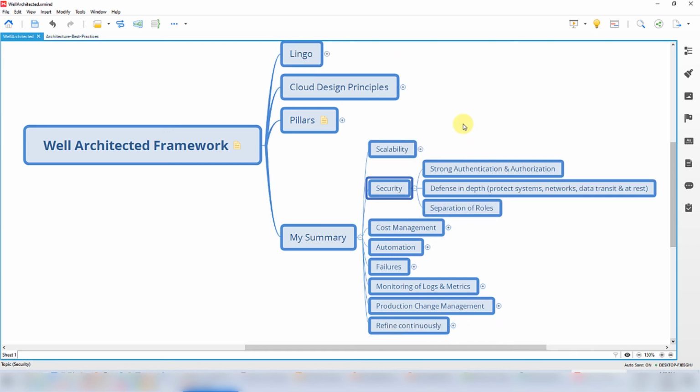For security, you need to have a very strong authentication and authorization framework. You need to have defense in depth. You need to have separation of roles, among other things. But these are the key ones.